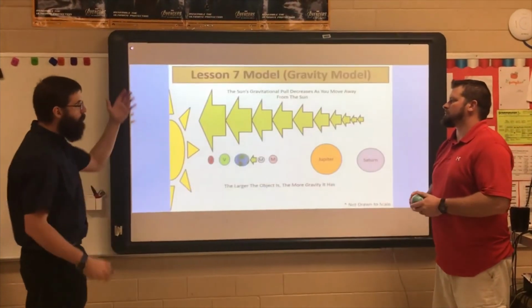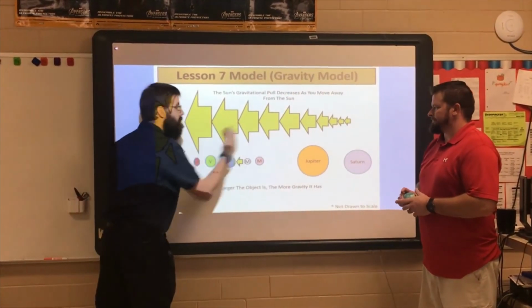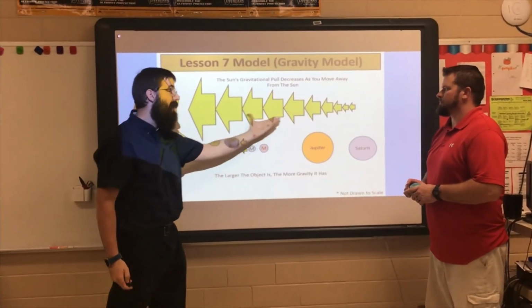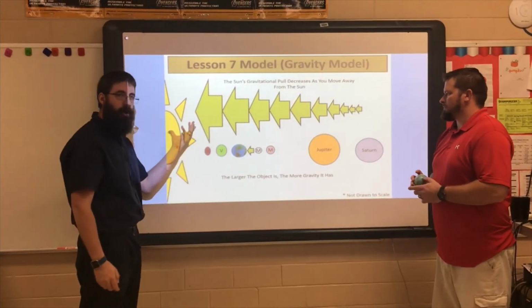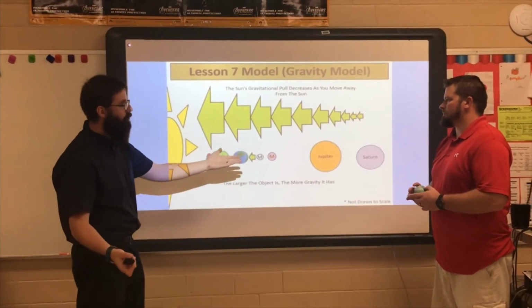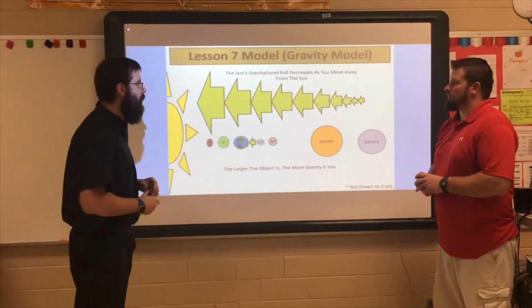So with our model, we have our sun, which is the object with the largest amount of gravity. And the further you move away from the sun, the gravity is going to decrease. And then also, the larger the object, the more gravity it has, and the smaller the object, the smaller the amount of gravity. So this is our lesson 7, our gravity model.